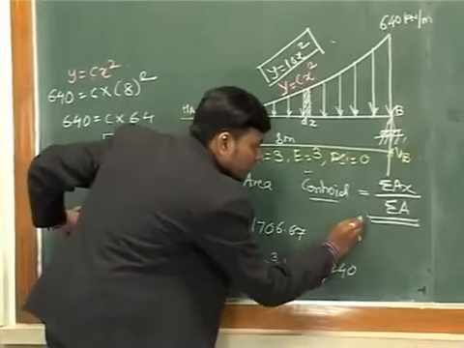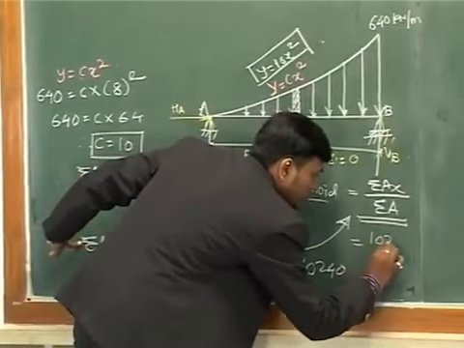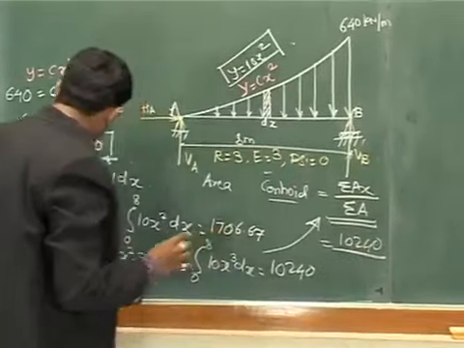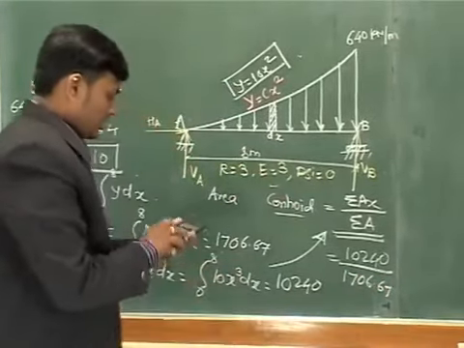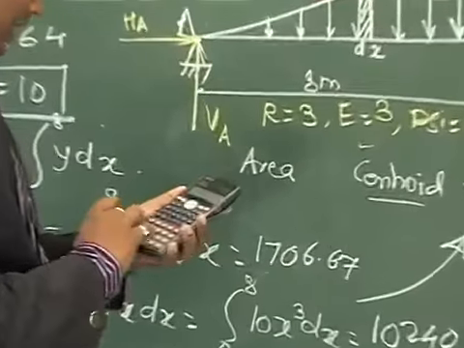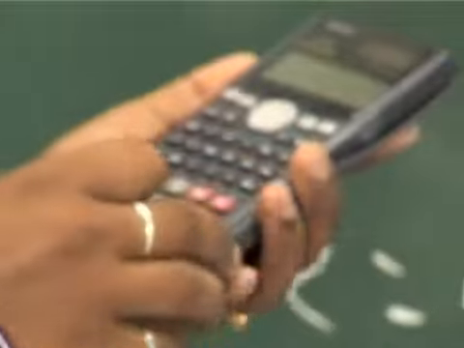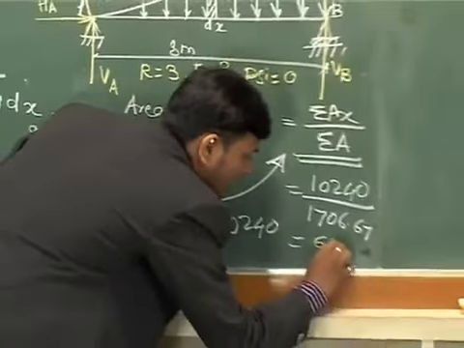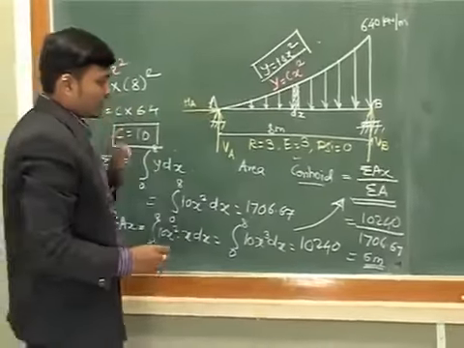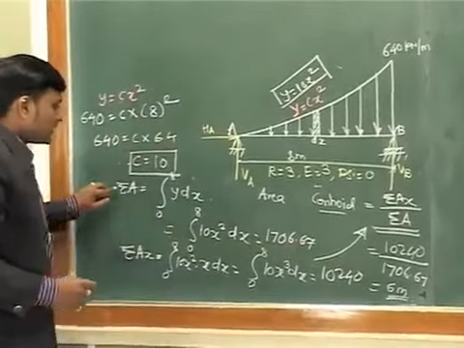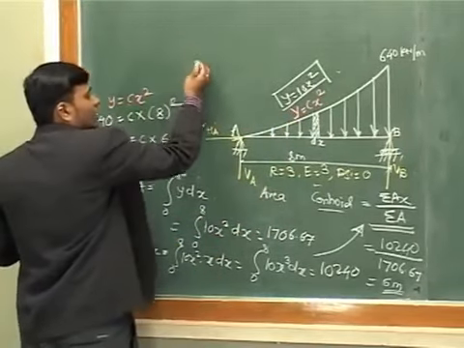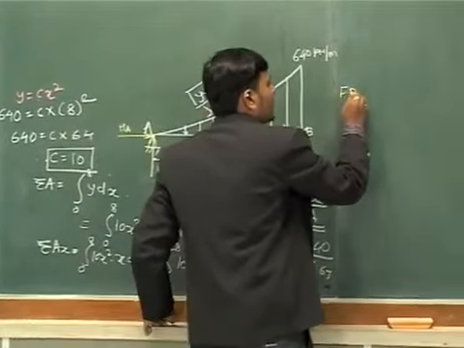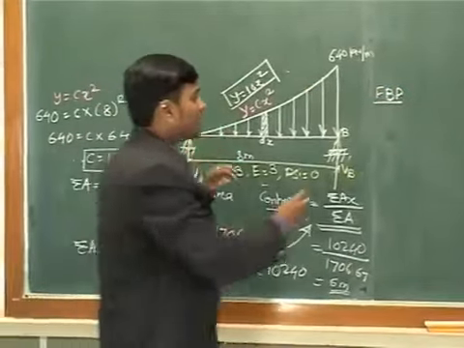When you substitute in the centroid formula, it becomes 10240 divided by the summation of area, which is 1706.67. So it comes out to be 5.99, which is around 6. So we'll consider it to be 6 meters from A. This is the centroid, 6 meters, and this is the magnitude of force when you convert it into point load. So your FBD, that is free body diagram, for this particular beam will be like this.